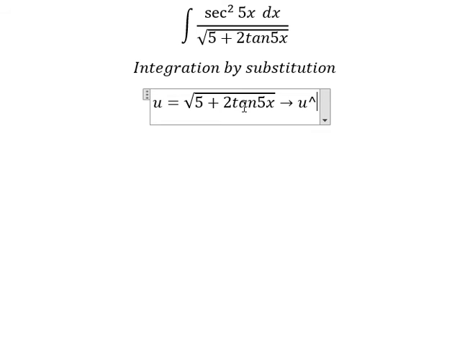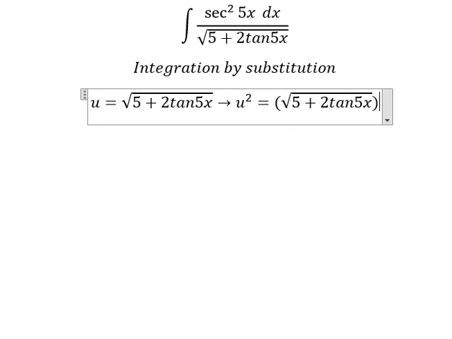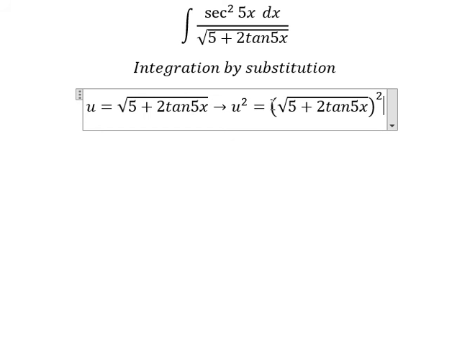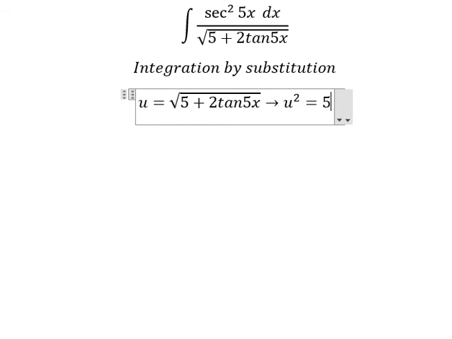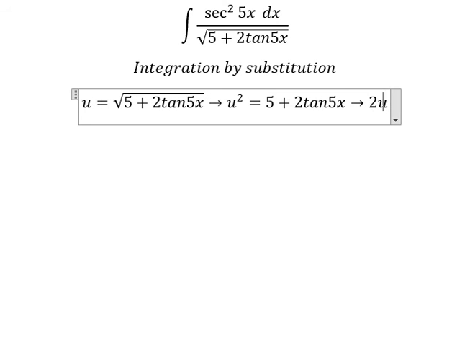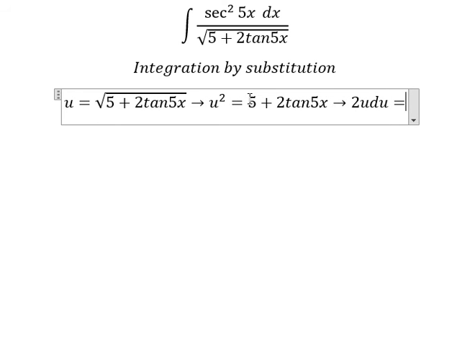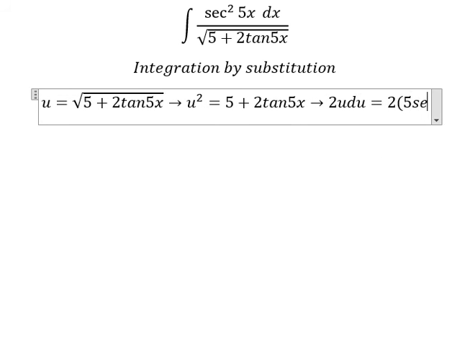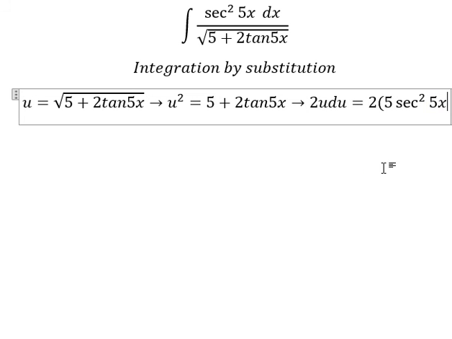Later, we square both sides to cancel the square root, and we have 5 plus 2 tan 5x. Later, we need to first take the derivative of both sides. This one we have 2u du. This one is a constant, so you get 0. This one we have 5 secant squared of 5x dx.